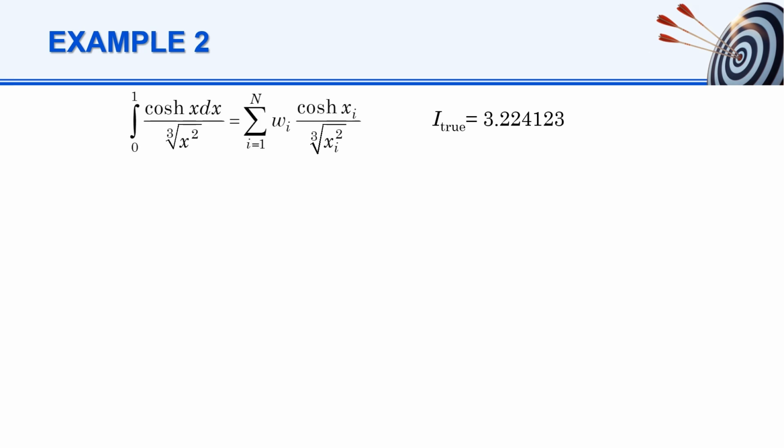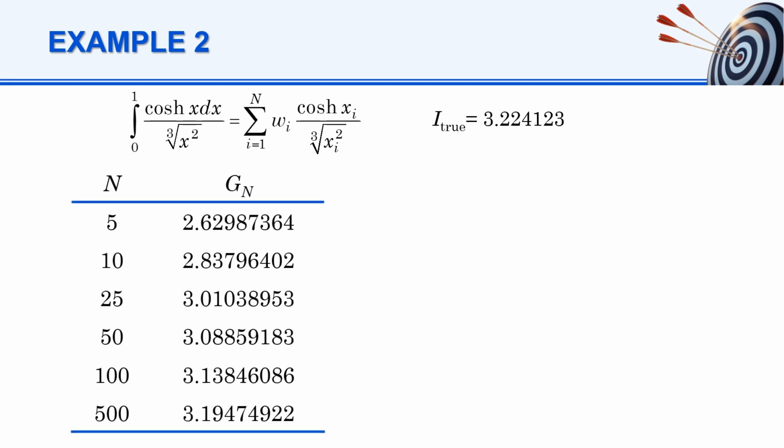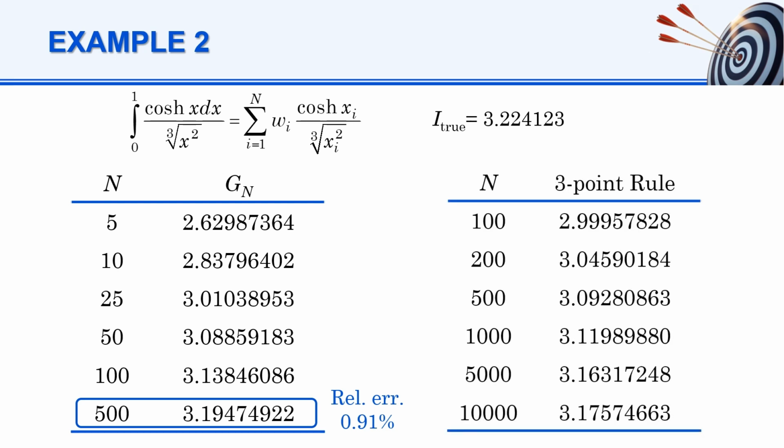Both methods can be expressed as a weighted sum. Using the Gauss-Legendre method, we evaluate the integral for 5, 10, 25, 50, 100, and 500 integration points. The results are tabulated as shown. For n equals 500 points, the Gauss-Legendre method converges within 0.91% error. On the other hand, the three-point open Newton-Cotes formulas yield a result within 1.5% with 10,000 subregions, which amount to 40,000 panels in total. It is clear that, despite all these computational efforts, the convergence of both methods is not very good.